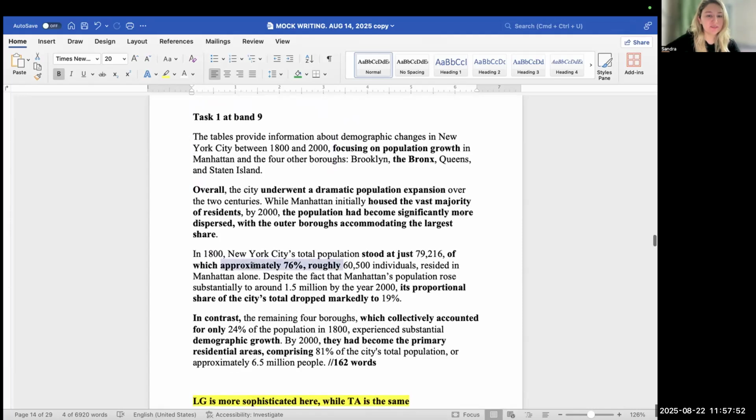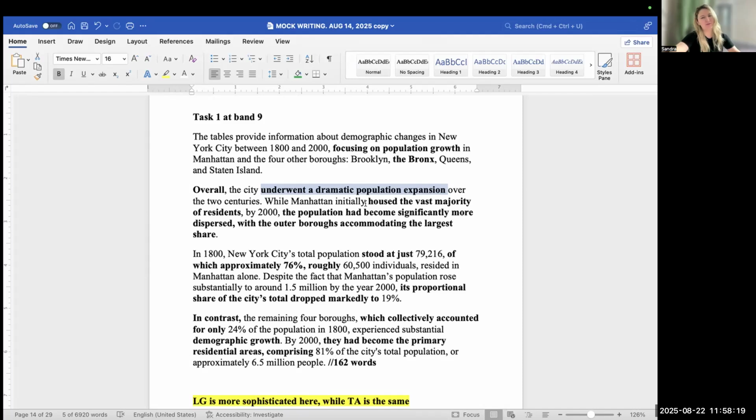I can make some notes, I can write these down and start thinking about how else I can apply this language or something similar in many different ways. For example, underwent a dramatic population expansion. Now, this is a great expression and you can use it in so many ways. You can use it any other time when you have movement data and say, like, this company underwent a dramatic expansion in its sales.